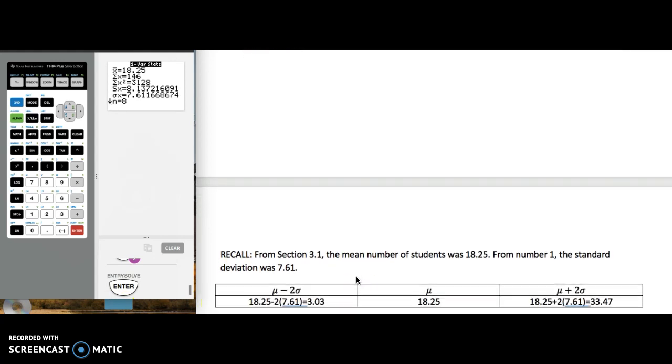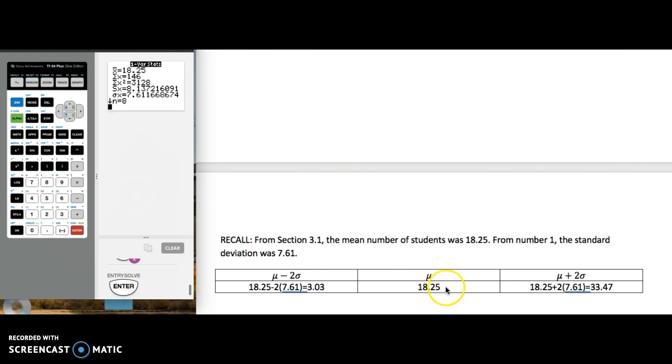So what the range rule of thumb tells us is that if you start at the mean, 18.25, and you subtract two of these average distances, or two standard deviations, that's going to give you a lower number. So 18.25 minus 2 times 7.61 gives you 3.03. And if you add two standard deviations, 18.25 plus 2 times 7.61, you end up with 33.47. This gives you a higher number over here.